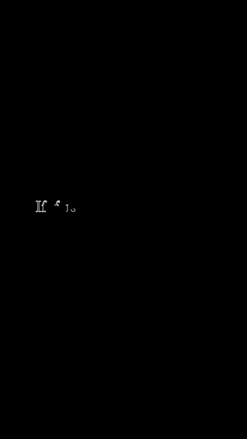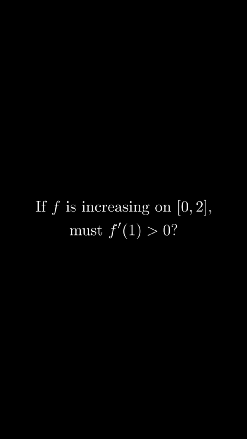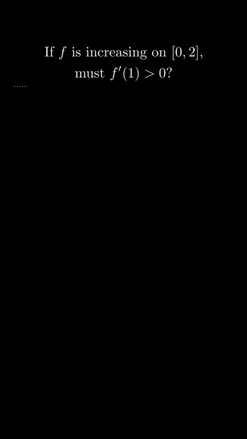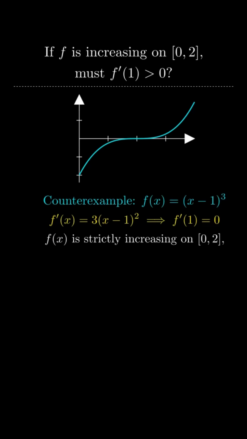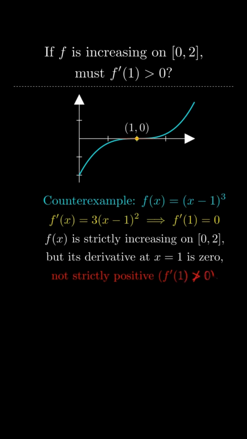Conversely, if f is increasing on the interval from 0 to 2, must its derivative at x equals 1 be strictly greater than 0? This statement is also false. Consider the counterexample f of x equals (x minus 1) cubed. This function is strictly increasing on the interval from 0 to 2. However, its derivative at x equals 1 is 0. Thus, a function can be strictly increasing even if its derivative is 0 at an isolated point.